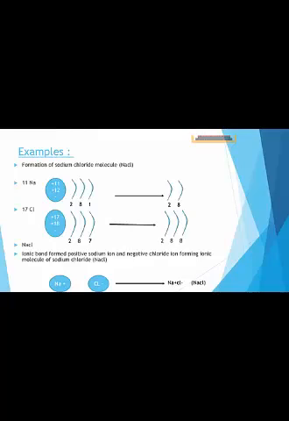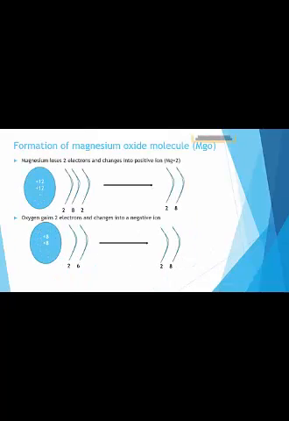For example, the formation of sodium chloride, NaCl. Sodium will lose one electron and chlorine will gain one electron. So an ionic bond will be formed between the positive sodium ion and the negative chloride ion, forming the ionic molecule of sodium chloride. So we can conclude it as Na+ plus Cl- forms Na+Cl-, or NaCl, an ionic molecule.